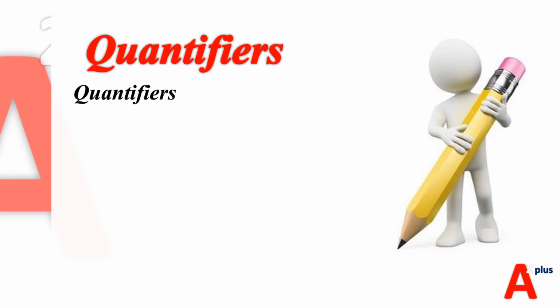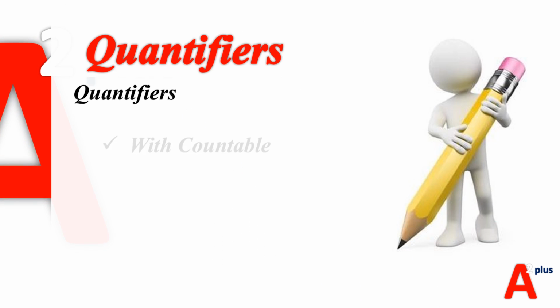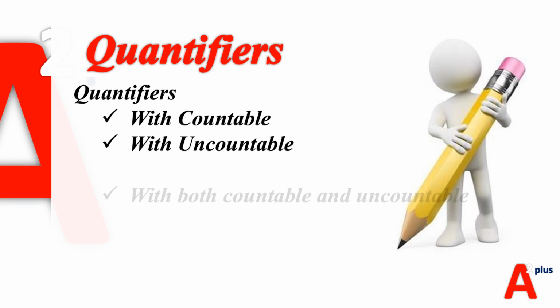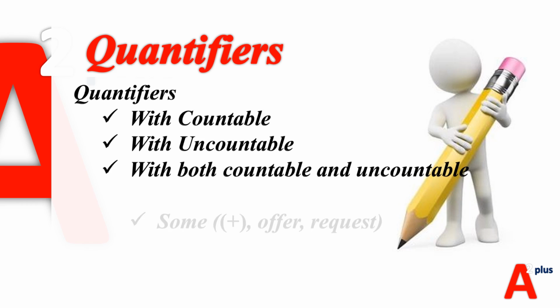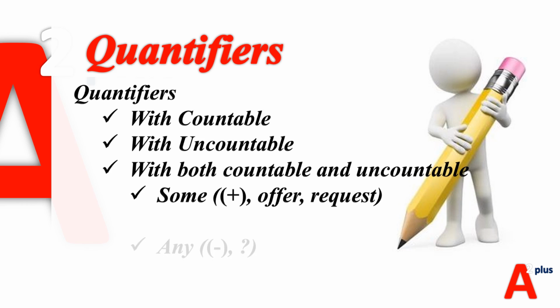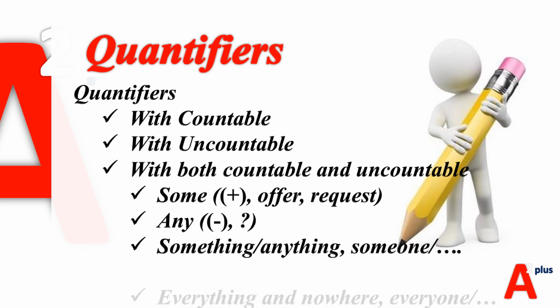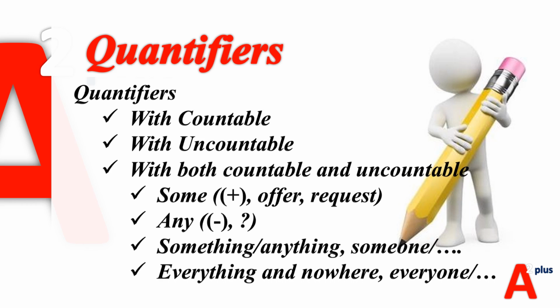So last time we have seen what is quantifier. That's quantifier which are used with countable noun, quantifier which are used with uncountable noun, and quantifier which are used with both countable and uncountable nouns. We have also started to see some special quantifier like some and any. Some is used with a positive sentence if the answer is yes or it's expected to be yes, when we are making offer like would you like some coffee? And making request. Can I get some water, please?